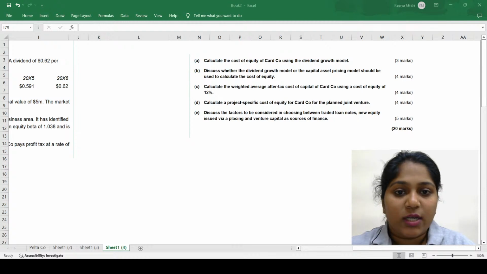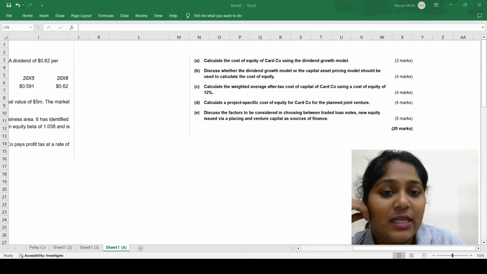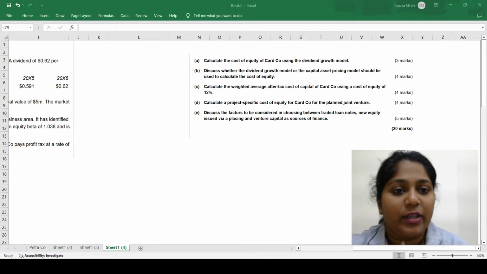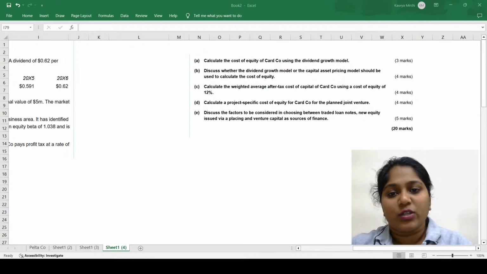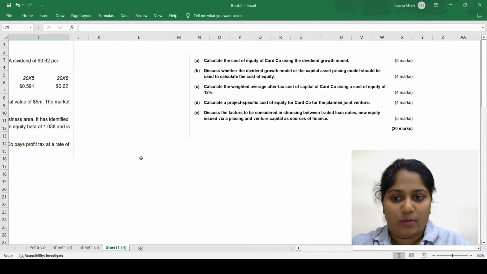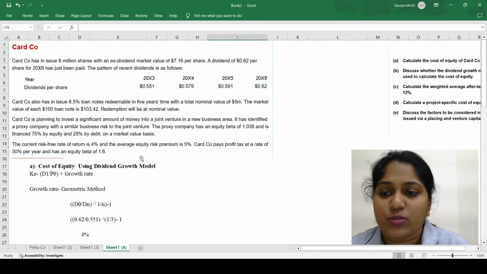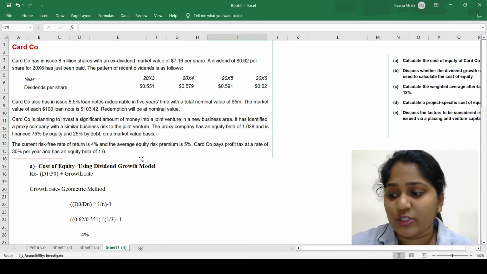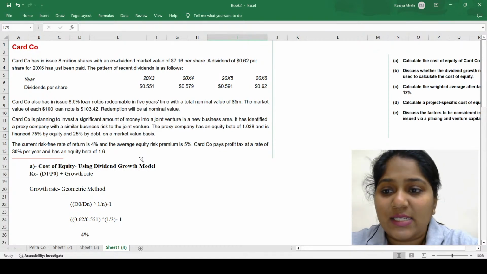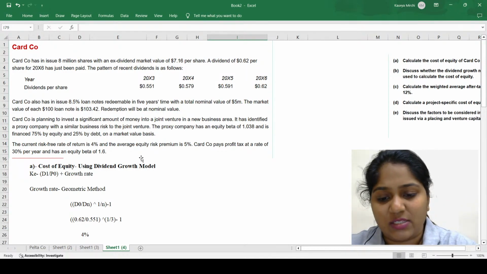Okay. Now look at the next requirement, that is requirement number D. They're asking you to calculate a project specific cost of capital equity for card company for the planned joint venture. They're planning a joint venture. For that, let's understand what this joint venture is all about. Let's read that first. Card company is planning to invest a significant amount of money into a joint venture in a new business area. It has identified a proxy company with a similar business risk to the joint venture. Very nice. What is proxy company?